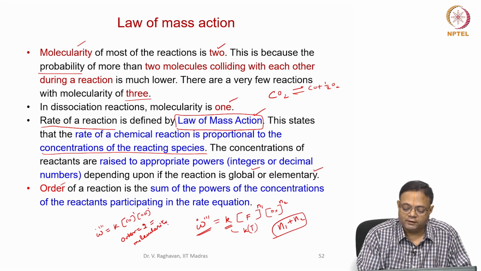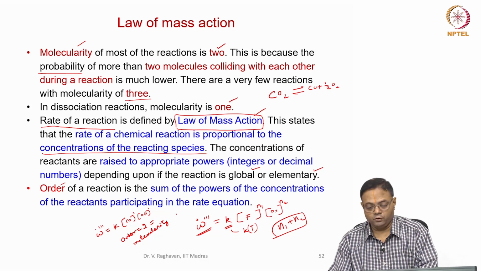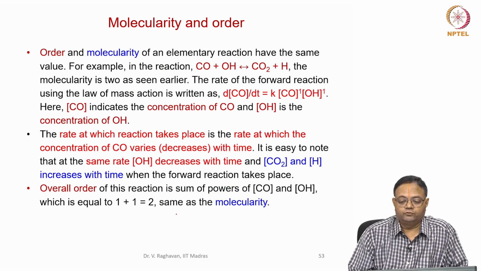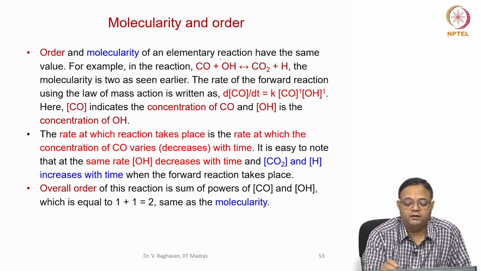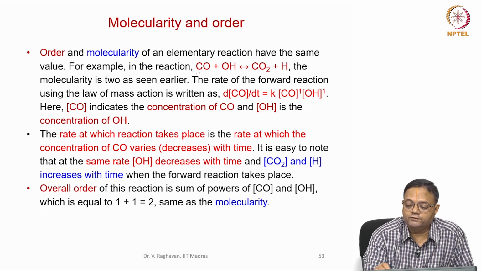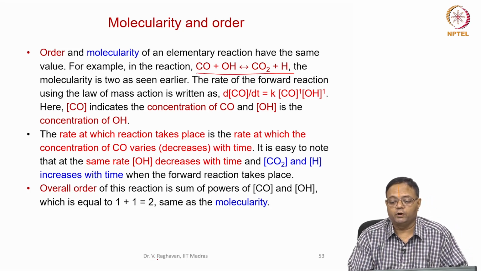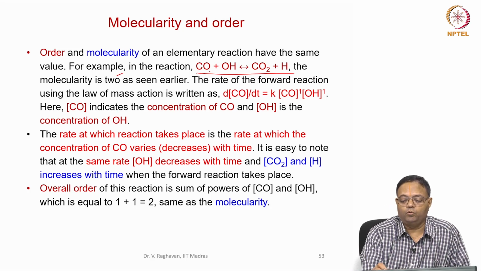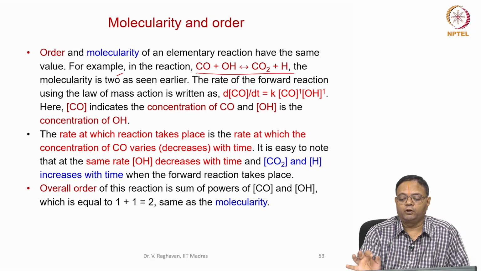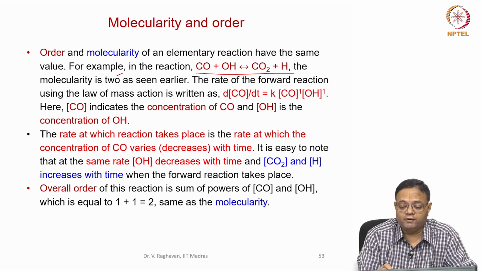So, for elementary reactions, order and molecularity will be the same. That is what exactly I am trying to specify here. Order and molecularity of an elementary reaction have the same value. Again considering the same example of CO plus OH giving reversibly CO2 and H, the molecularity is already seen as 2, CO one molecule and OH another molecule. So, molecularity is this. So, the rate of the forward reaction is given as what?